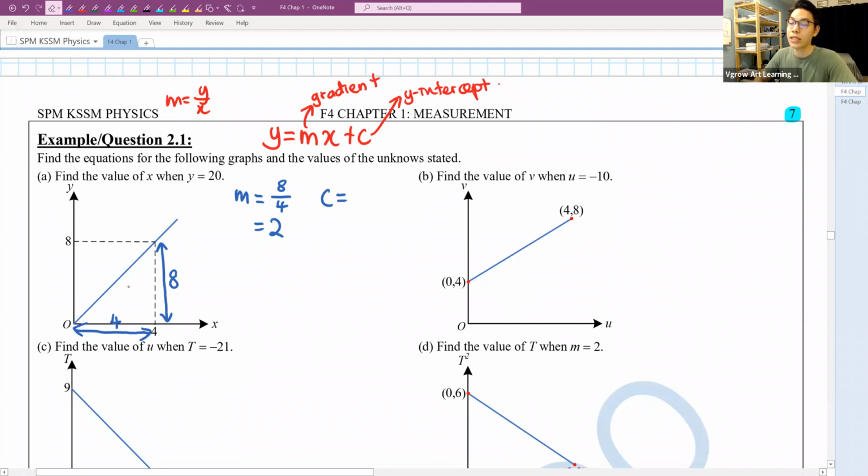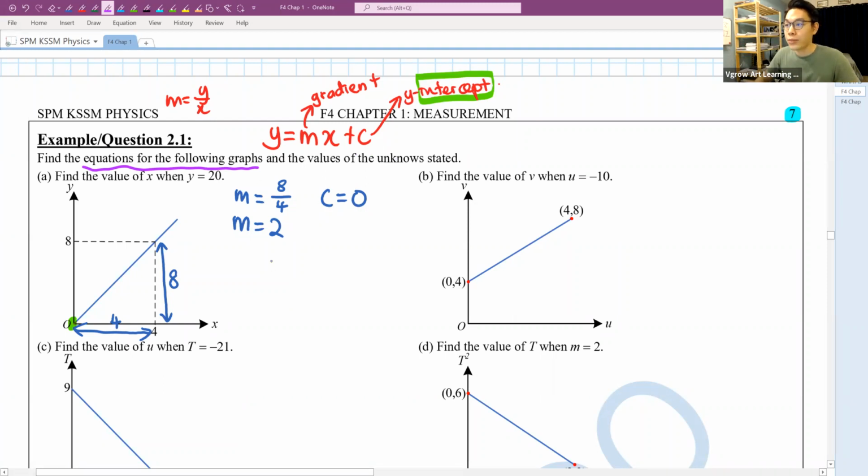The y-intercept is where your graph cuts the y-axis. Intercept means the place that it touches, the place where it cuts. So the c here is 0. The reason why I want to write the m and the c is because the question asks me to find the equation of the graph. For any straight line graph at all, as long as it's a straight line, you can join it with a ruler, you can always use y equals mx plus c.